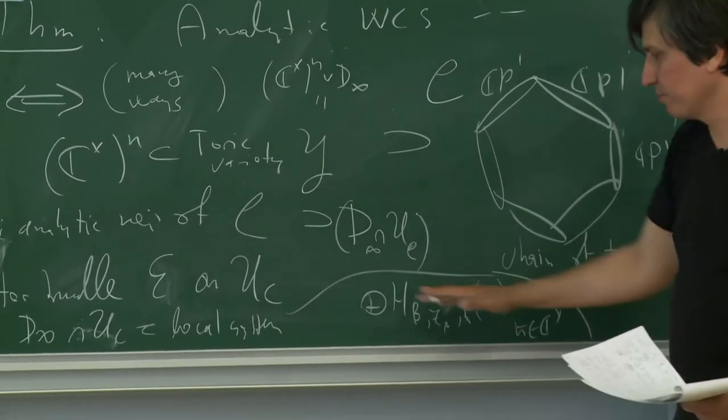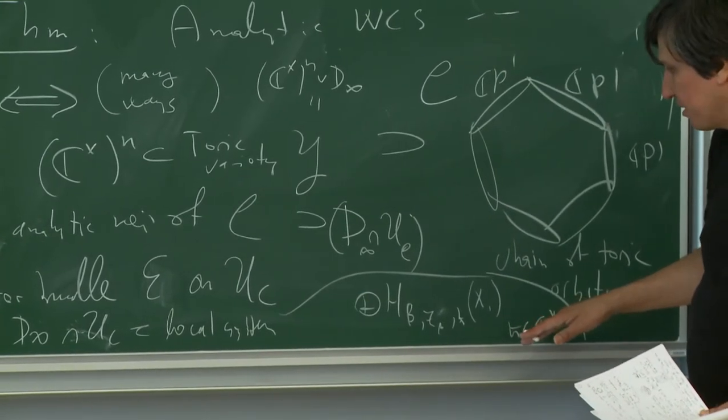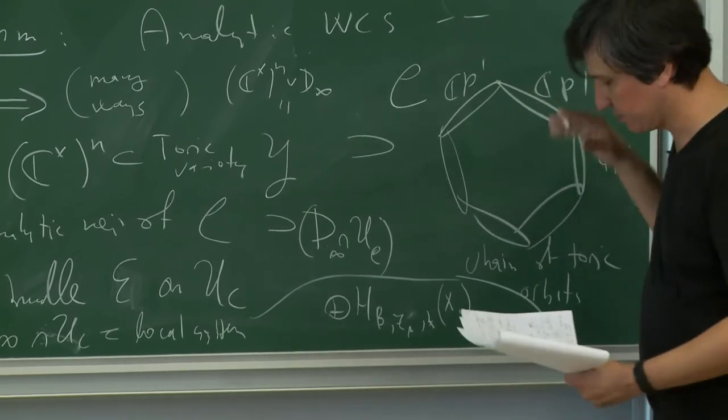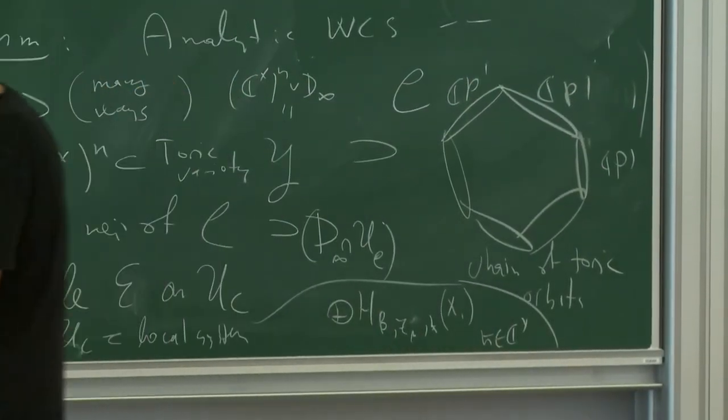So this local system should be homotopically C star, as a matter of fact S1. Its neighborhood of the thing has also a fundamental group. Here it's not clear.